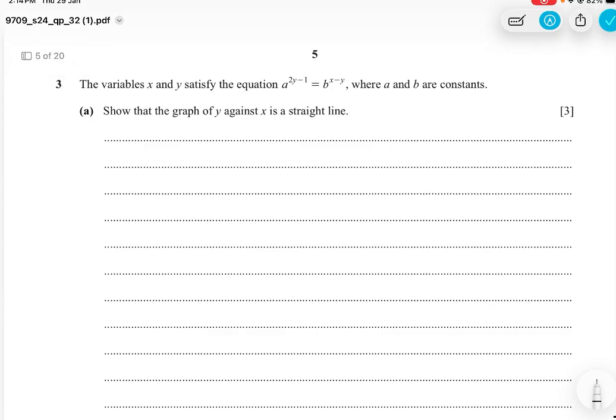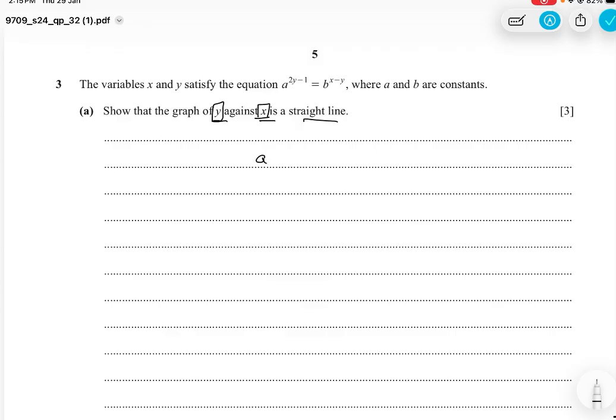The variables x and y satisfy the equation where a and b are constants. Show that the graph of y against x is a straight line. Now, this might seem to you a new question, but it is simple. Really simple question. We have studied this. Repeat after me. We have studied this. Yes, we have. So, how can I prove that the graph of y against x is a straight line?